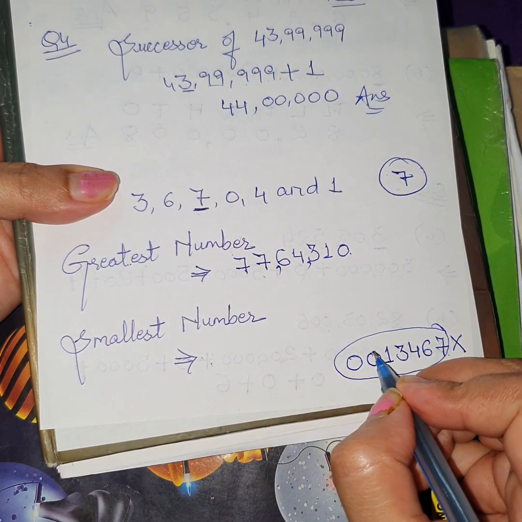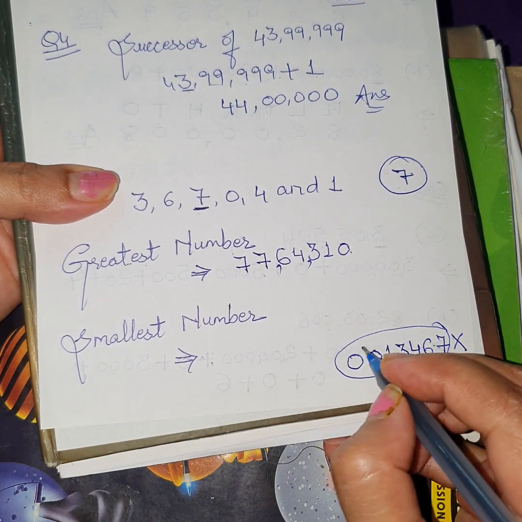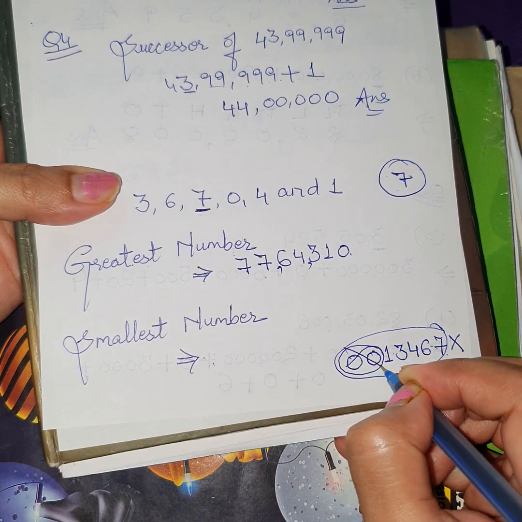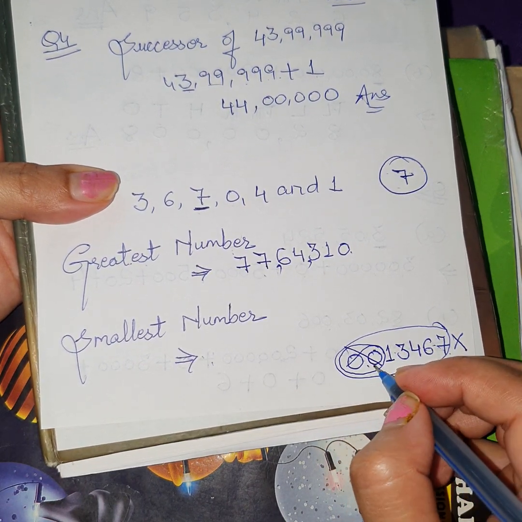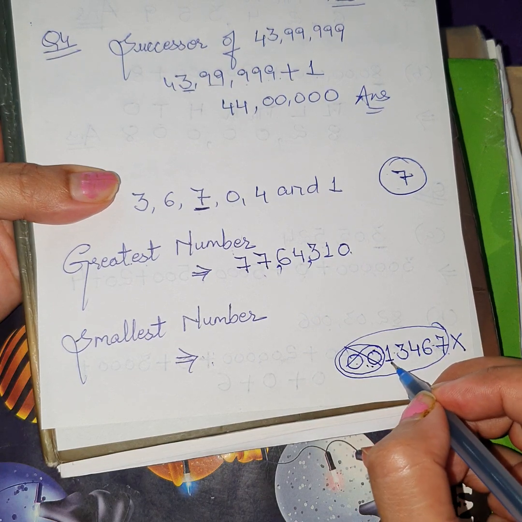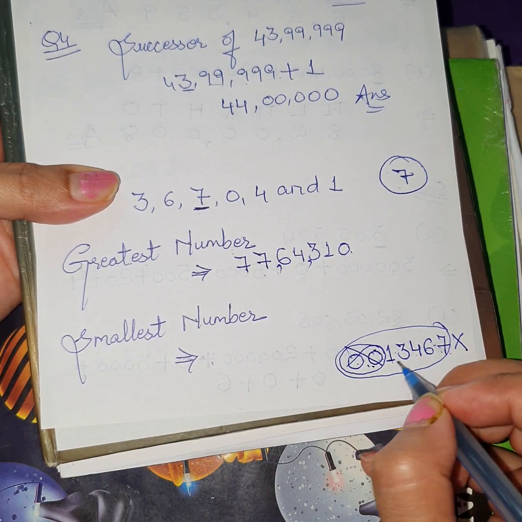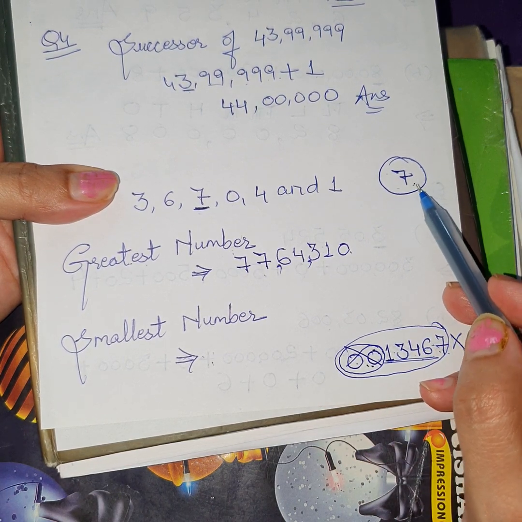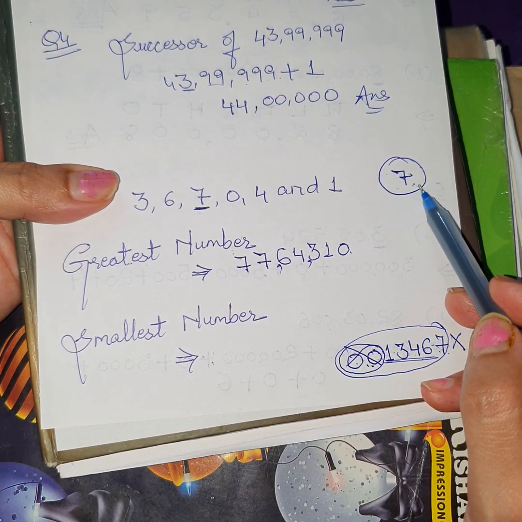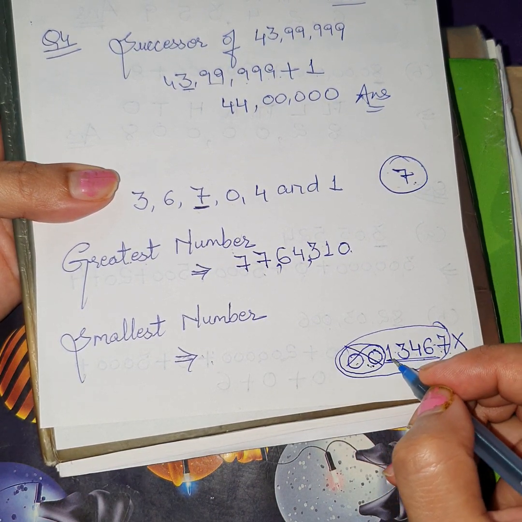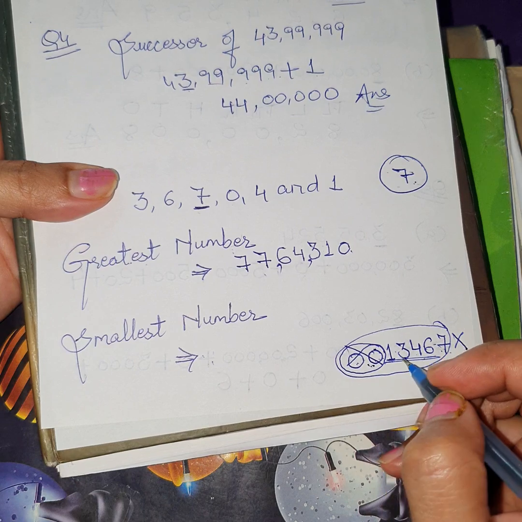It will be counted as the smallest 5 digit number, because whenever the number starts with 0, these zeros are not counted. It will be counted from 1 only. So 1, 2, 3, 4, 5 digit number is there. But in the question what is asked? It is asked to write the 7 digit smallest number. So we will not begin it from 0. We will begin it from the next smaller number, that is 1.